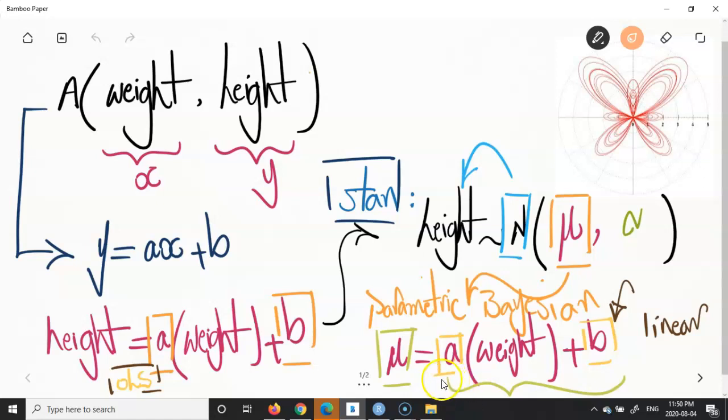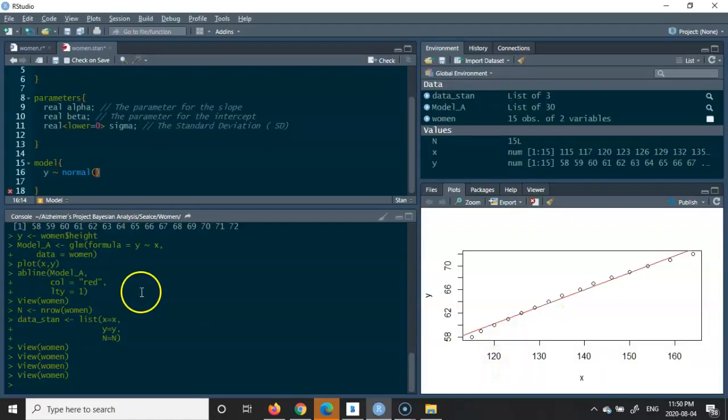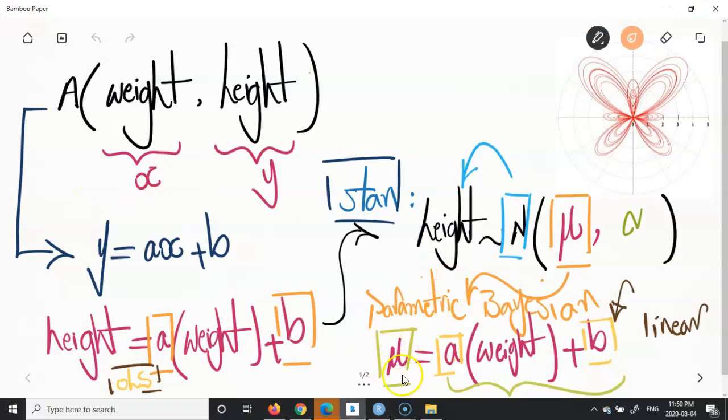Now, instead of just putting mu, I put this one here. I say, okay, I'm going to translate what I have written for mu, which is A times weight plus B.